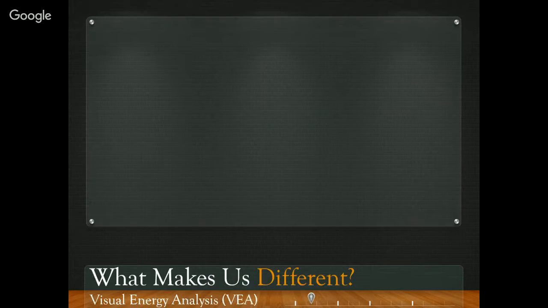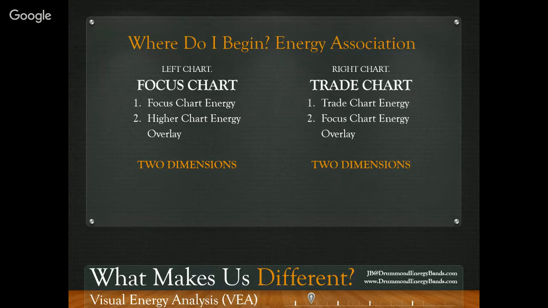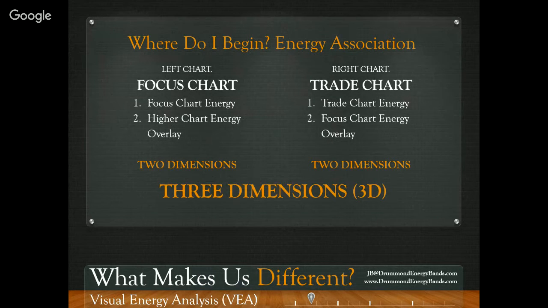So where does one begin with VEA? When you're looking at our charts, we're going to be looking at a left chart and a right chart. And essentially, what we do is we place higher chart frames on top of each of those charts. So on the left chart, you'll be looking at a focus chart of energy plus a higher chart energy overlay on top of it. And essentially the same thing on the right, except a different chart frame. In other words, a lower chart frame. Trade chart energy, focus chart energy overlays. When we combine them, what we end up with is a three-dimensional look of energy, and more on that in a minute.